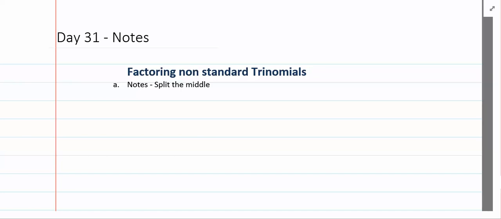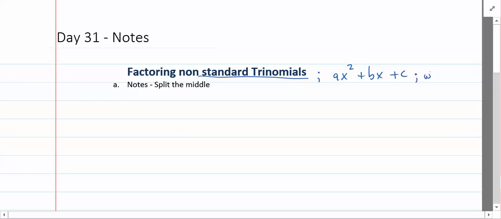The final type of trinomial that we investigate this week that needs to be factored are what we call non-standard trinomials. A non-standard trinomial is again going to be in the form of a regular trinomial, ax squared plus bx plus c, only this time we're going to say that a is not equal to 1. So any example where a is not equal to 1.